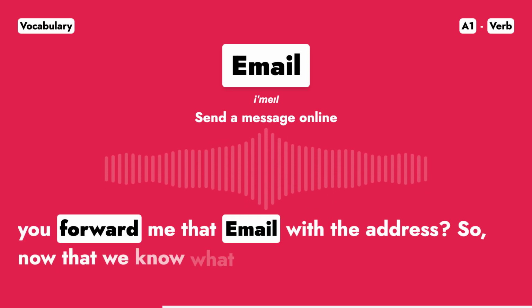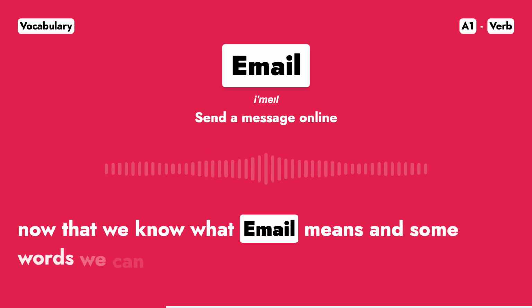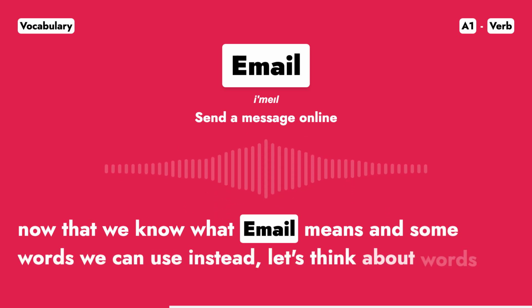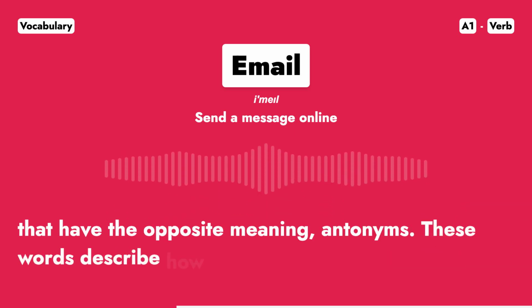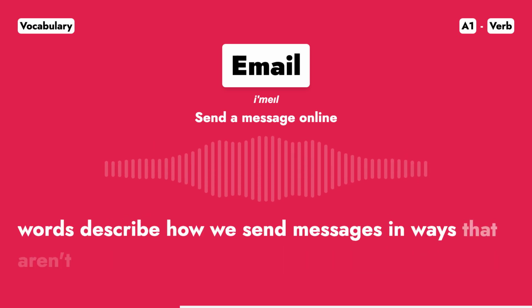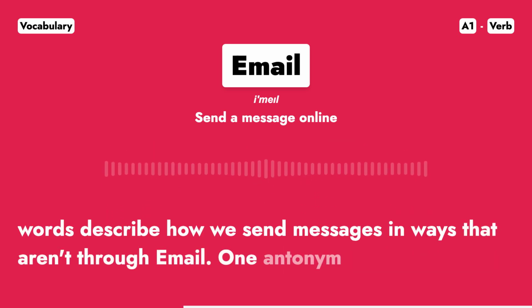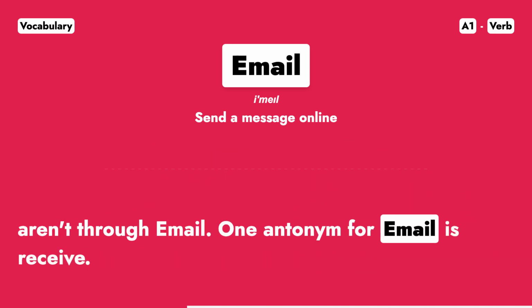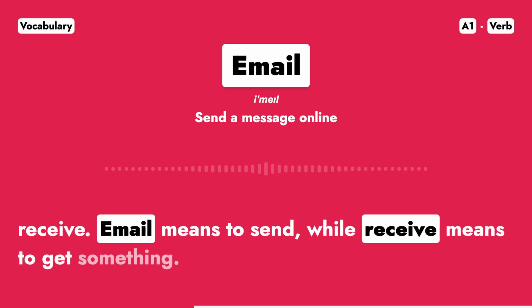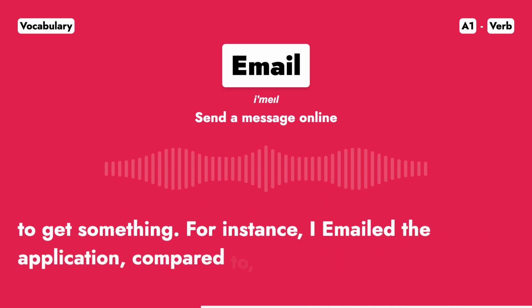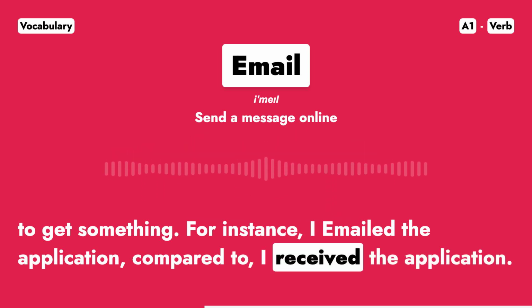So now that we know what email means and some words we can use instead, let's think about words that have the opposite meaning, antonyms. These words describe how we send messages in ways that aren't through email. One antonym for email is receive. Email means to send, while receive means to get something. For instance, I emailed the application compared to I received the application.